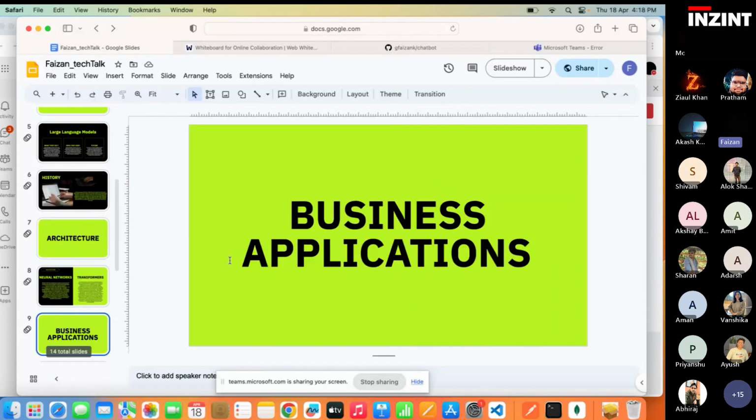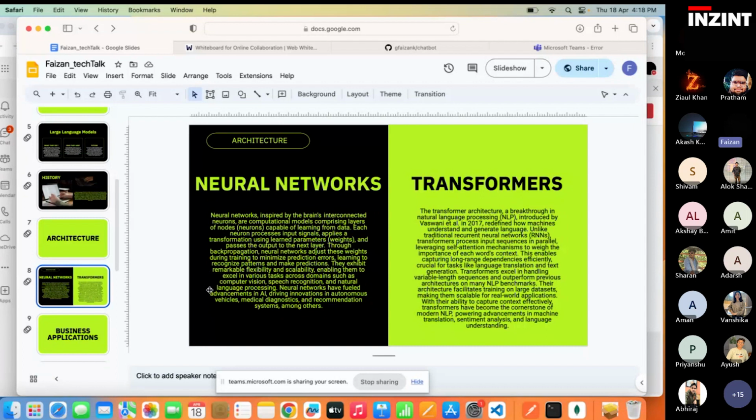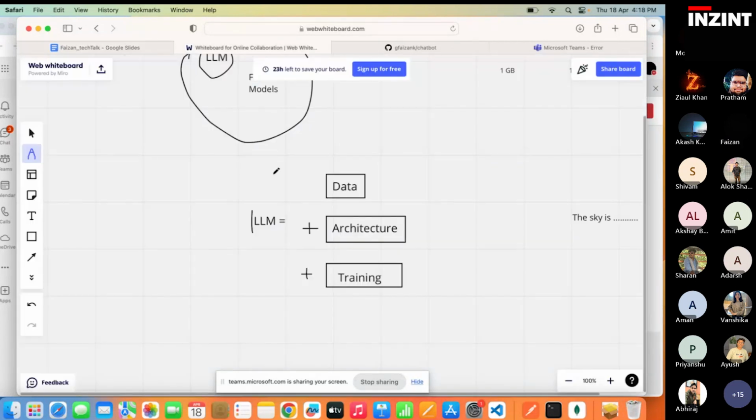So basically, there are two kinds of architecture involved in large language models. The first one is neural networks, and the second one is transformers. Transformers are basically like a child of neural networks; they have some advanced properties. We'll look into them just now. So basically, an LLM is a neural network, and GPT in particular is a transformer. The transformer architecture enables the model to handle sequences of data.